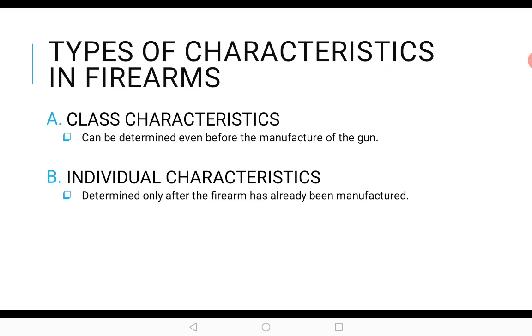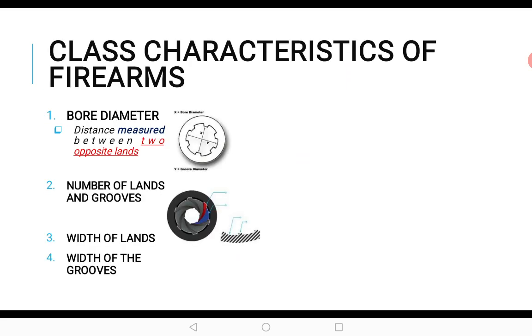So they are the product of machine imperfections. Others are subsequently produced after the firearms have been used. Now let's talk about class characteristics. First, the bore diameter, or the caliber, or the gauge. Again, this is the distance or the diameter to which the bore was reamed. It is the distance measured between two opposite lands inside the bore in hundredths or thousandths of an inch.